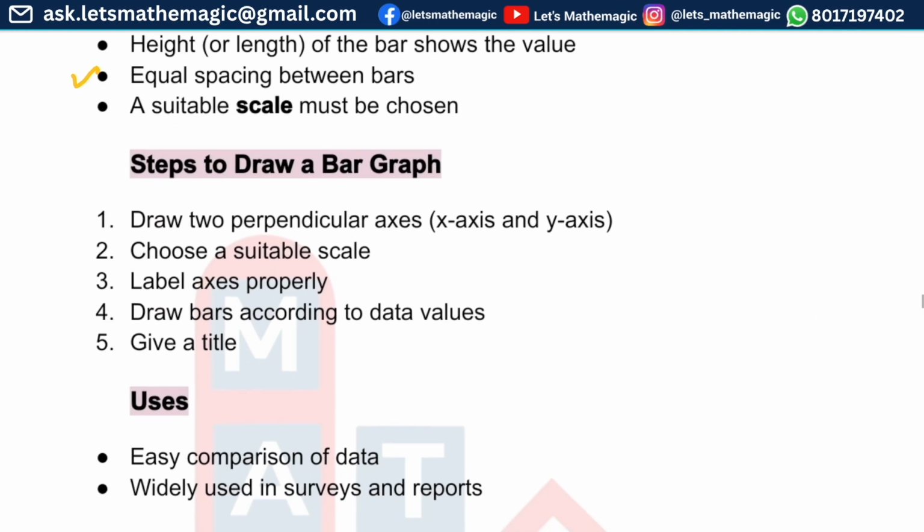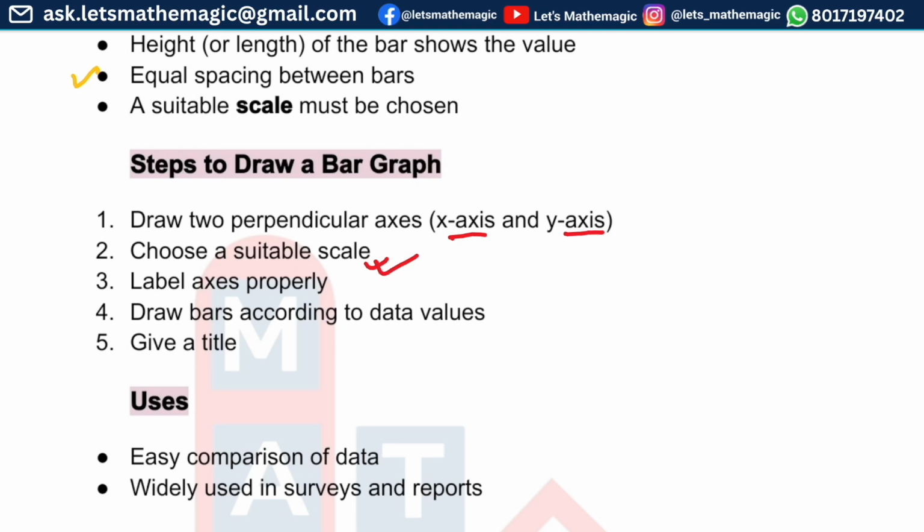Okay, now the steps mentioned here: draw two perpendicular axes, x-axis and y-axis. Okay, now choose a suitable scale that is suitable for your data. Means when you see the data, you need to check, if the data is quite big, you need to take the scales in that particular way. Now label the axes properly.